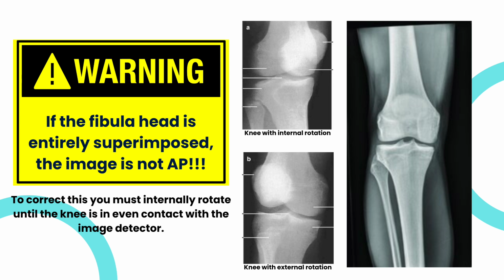To correct this, you must internally rotate the leg until the knee is in even contact with the image receptor. When done correctly, the fibula head will only be slightly superimposed, not fully hidden. Always check the rotation before taking the exposure. This simple step can avoid the need for a repeat.